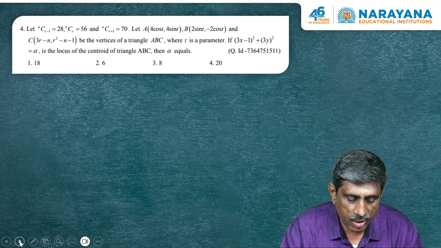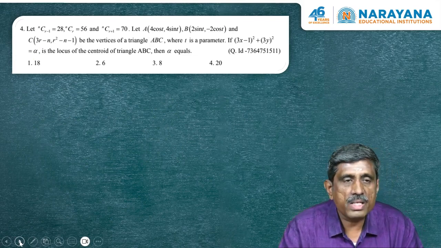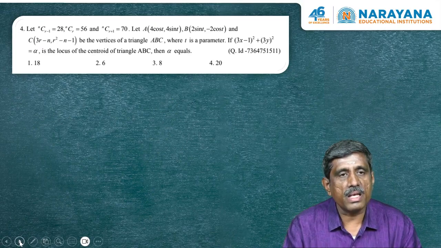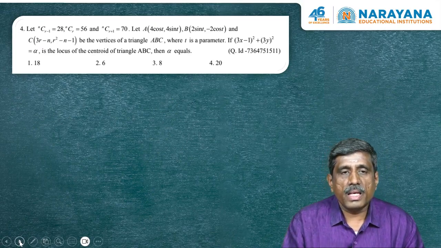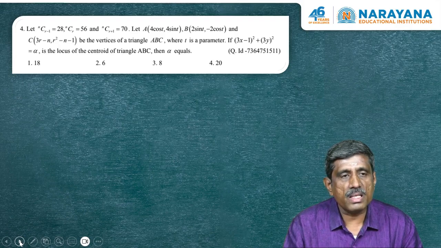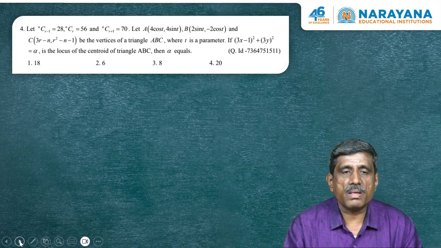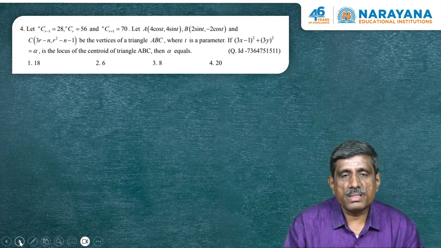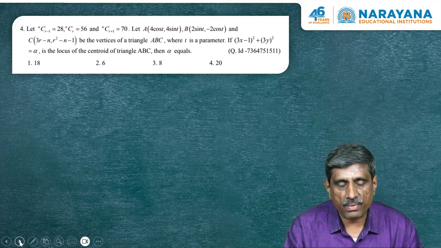Now, let us move on to the next question. Let nCr minus 1 be 28, nCr is 56, nCr plus 1 is 70. A of 4 cos t, 4 sin t, B of 2 sin t, minus 2 cos t, and C of 3r minus n, r square minus n minus 1 be the vertices of a triangle ABC, where t is a parameter. If 3x minus 1 the whole square plus 3y the whole square is alpha, is the locus of the centroid of the triangle ABC, what is alpha? First of all, we have to find the values of n and r.